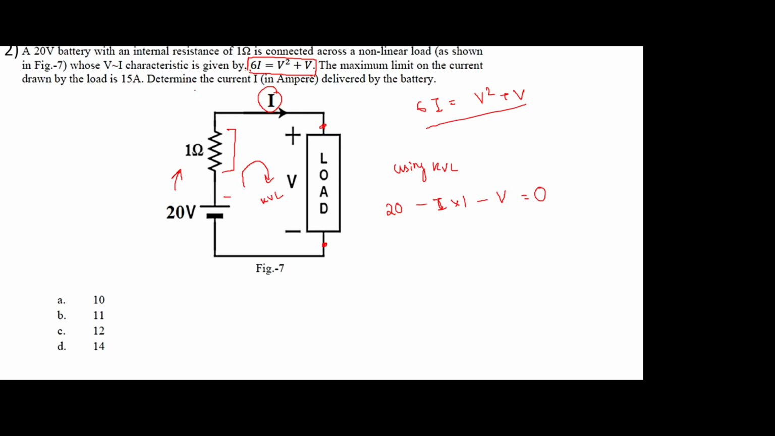So we have to determine the current I. Let us substitute the voltage in this equation. From this equation, V equals 20 minus I, right? Now when we substitute into the above equation, what will we get? 6I will be equal to V square, which is 20 minus I whole square, plus 20 minus I, right? Now this is one single equation. You can calculate I from this equation. So can you guys quickly calculate I and let me know what the answer is?